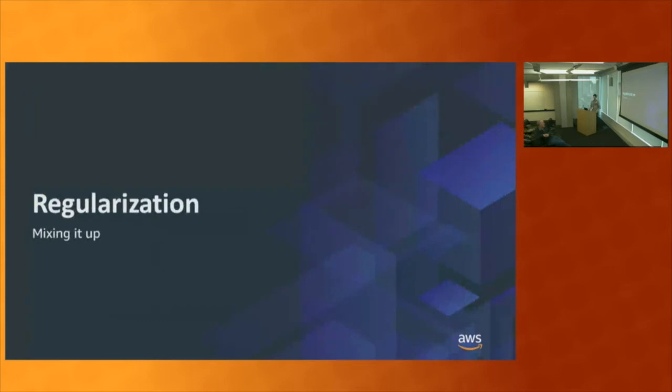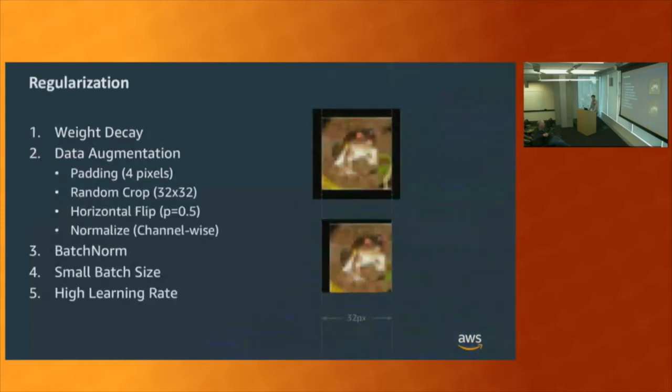So regularization, something that's really important with smaller data sets as well, because we've got models with a huge amount of capacity. We've got only 50,000 32 by 32 images, so it's quite a small data set. So we've got the typical suspects, weight decay, something that we need in our model. That's going to bring the weights of your model closer and closer to zero progressively over time. So that's something we need to be doing.